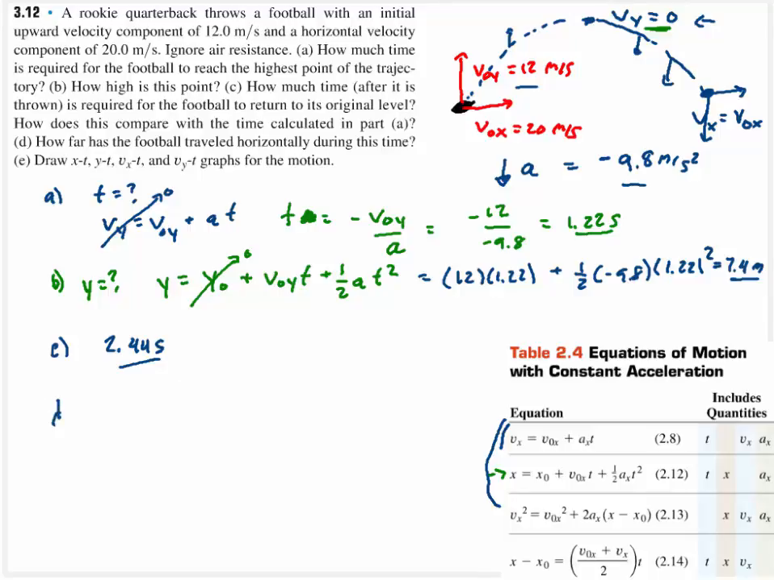And for the next part, we're asked how far the football traveled in that time. Remember that there's no acceleration, so the distance is going to be equal to rate times time, and this is all going to be in the x direction. So we can say, okay, it's going to simply be 20 meters per second multiplied by 2.44 seconds, and that's going to give me a distance of about 49 meters.